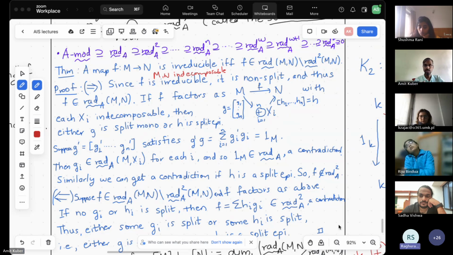Any confusion? Can we not directly say that if G is split, then it cannot be in the radical? Because you cannot have a split map in a proper ideal. But we want to show that f is not in rad square. How will you do that? Your starting assumption was that you factored f as hg with both h and g in the radical, right? Yes, if you assume that. Then that would automatically force both h and g to not be split.